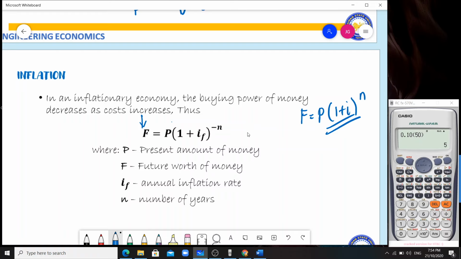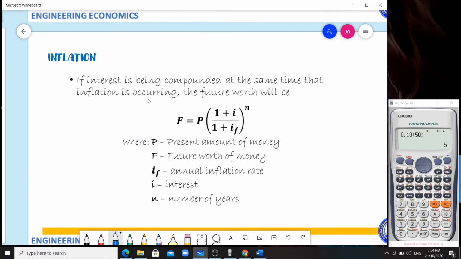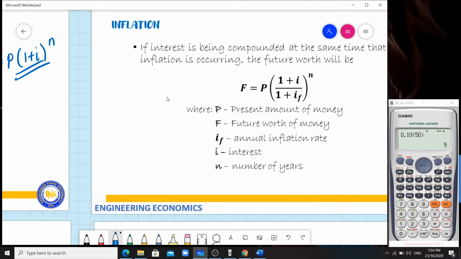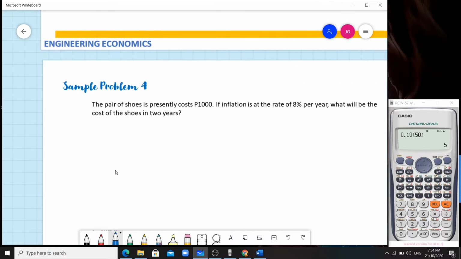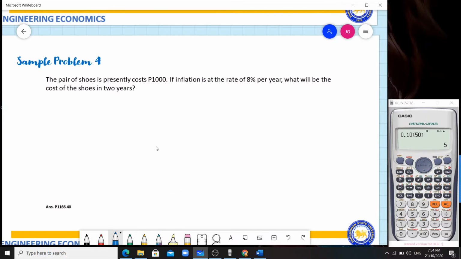Okay? Next is this formula. If interest is being compounded at the same time that inflation is occurring, the future worth will be this, when there is inflation and you are also compounding. So, let's apply that in the next examples. A pair of shoes presently costs 1,000.